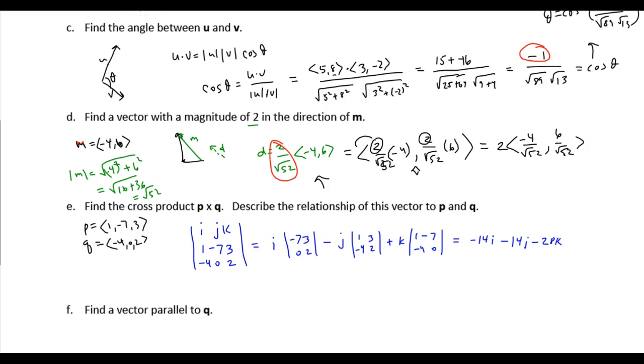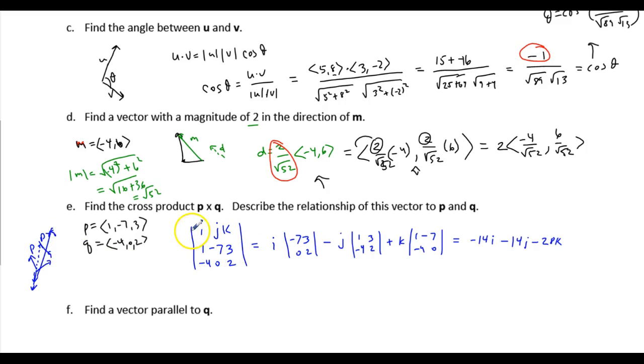This next problem is just a straightforward find the cross product. If we recall, the cross product is a vector that's perpendicular to my other two vectors. So this is p and this is q. The cross product is either coming out of the page or going back into the page. p cross q.